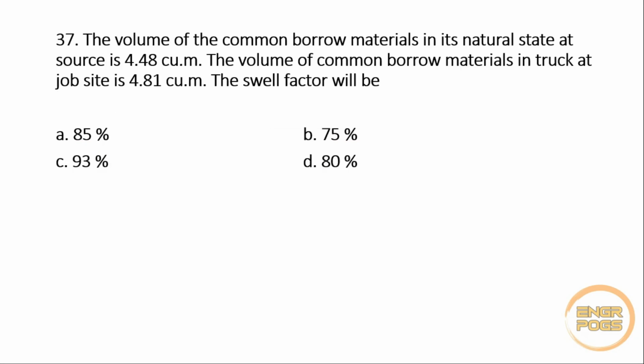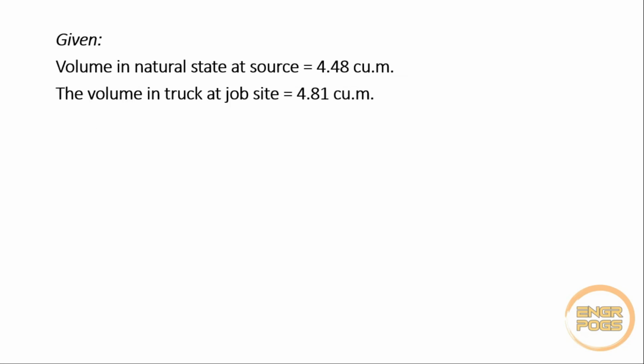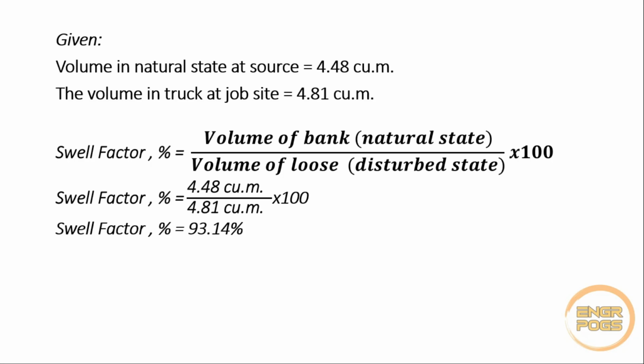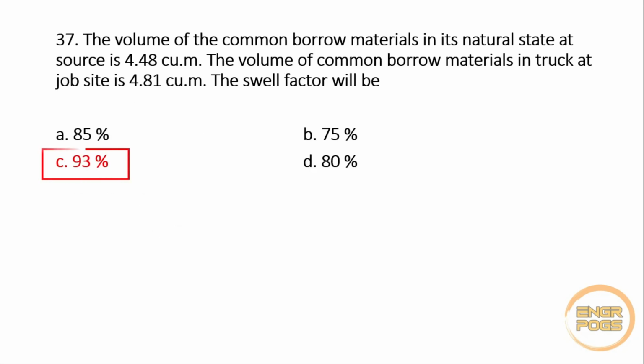Number 37. The volume of common borrow materials in its natural state at source is 4.48 cubic meter. The volume of common borrow materials in truck at job site is 4.81 cubic meter. The swell factor will be: the given in this problem are the volume of soil in the natural state at the source, which is 4.48 cubic meter, and the volume of the soil in the truck at job site equal to 4.81 cubic meter. The formula for swell factor is equal to the volume of bank or the natural state over the volume of loose or the disturbed state, multiplied by 100. The volume of bank is 4.48 cubic meter and the volume of the loose soil is 4.81 cubic meter, multiplied by 100. And the swell factor is equal to 93.14%. And the answer is letter C, 93%.